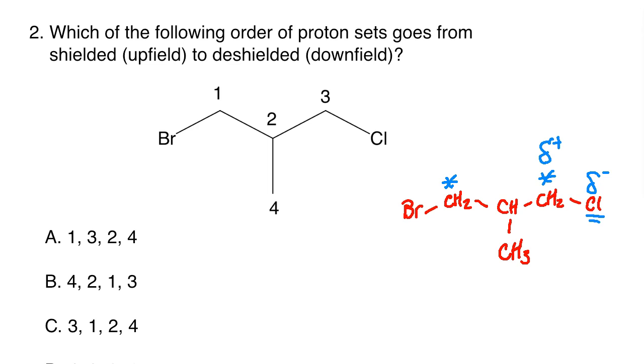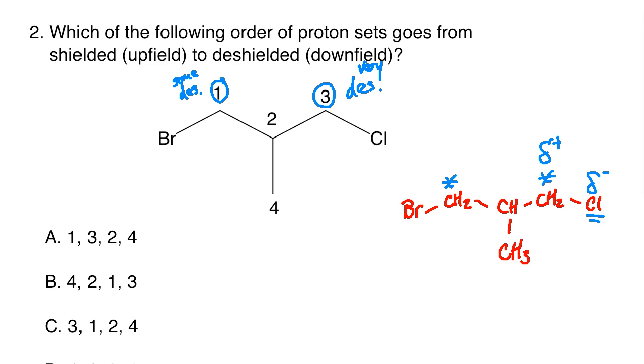So this one, which is number 3 over here, okay, should be the most deshielded of the bunch. Now, that's going to mean that number 1 over here would come in second place in terms of deshielding. So this would be very deshielded. The bromine one that's right here would be somewhat deshielded in comparison to the chlorine. And then we have the methyl group and we have the CH group.